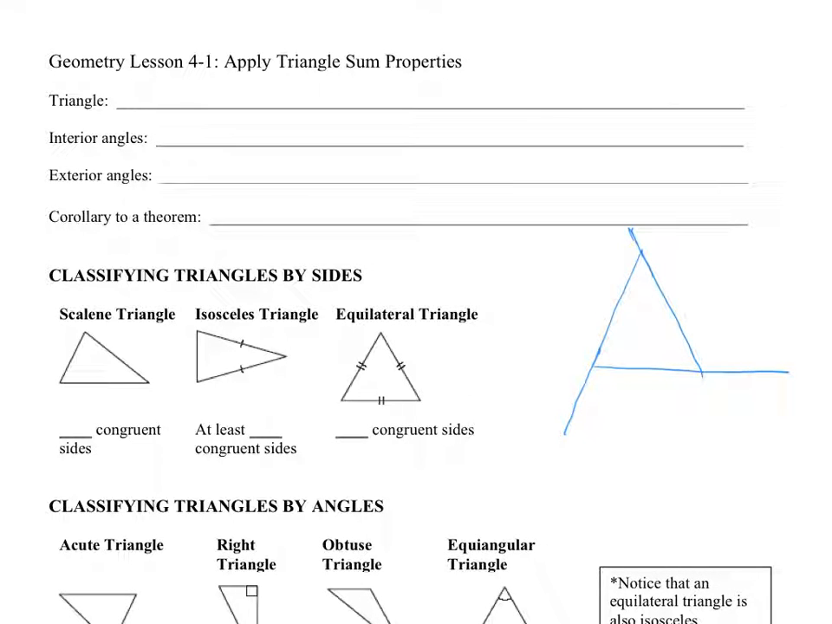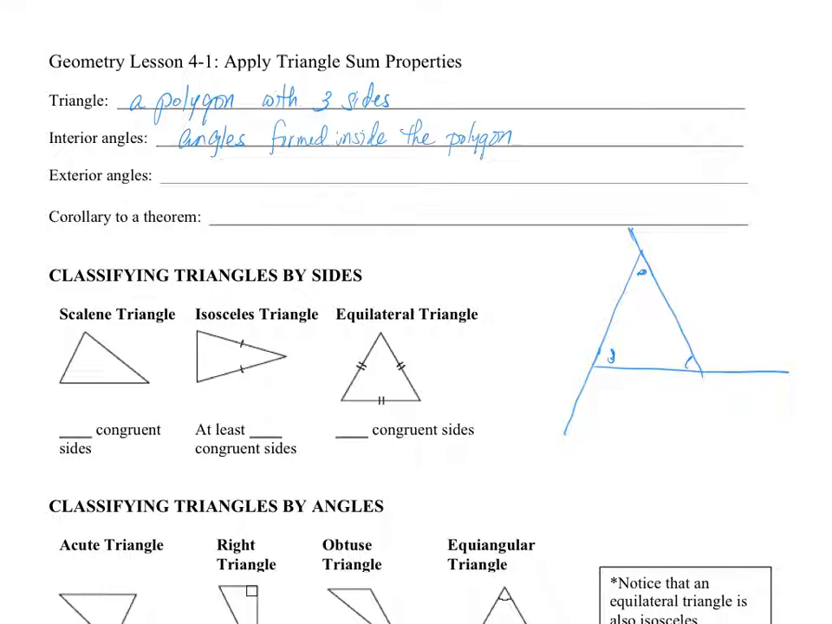4-1, applying triangle sum properties. So triangle, as we all know, is a polygon with 3 sides. And interior angles, as we covered in the last chapter, are angles formed inside the polygon. So these are our interior angles.